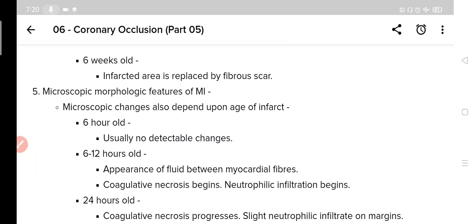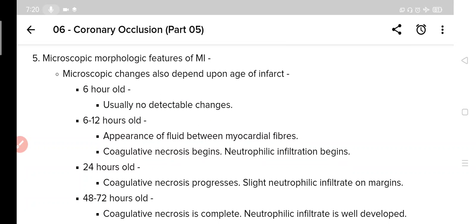This is a mechanism of healing which you will learn in another chapter. Whenever there is an injury, there are many ways of healing, and one of them is healing by fibrous scar formation. So these were the gross features of myocardial infarction.